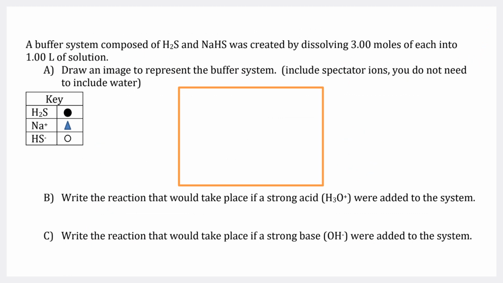All right. Last slide, guys. A buffer system composed of H2S and NaHS was created by dissolving 3 moles of each into 1 liter solution. Draw an image to represent the buffer system, including spectator ions. Don't need to include water. They provide a key for us. So this is my weak acid, my conjugate weak base. So just draw the buffer system.